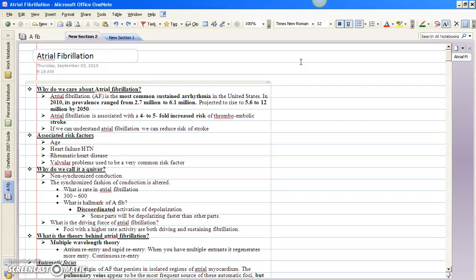Today I'm going to talk to you guys a little bit about atrial fibrillation. Before we go too in depth about it, let's cover some of the basics. Number one being, why do we care about it? Well, it's by far the most common sustained arrhythmia in the United States.